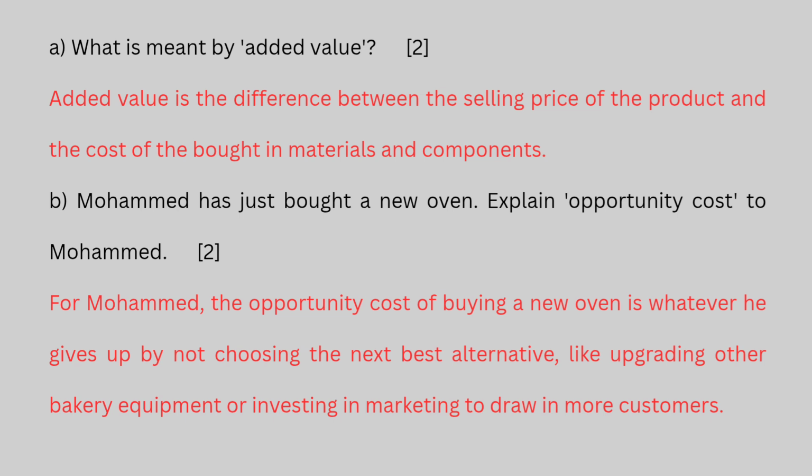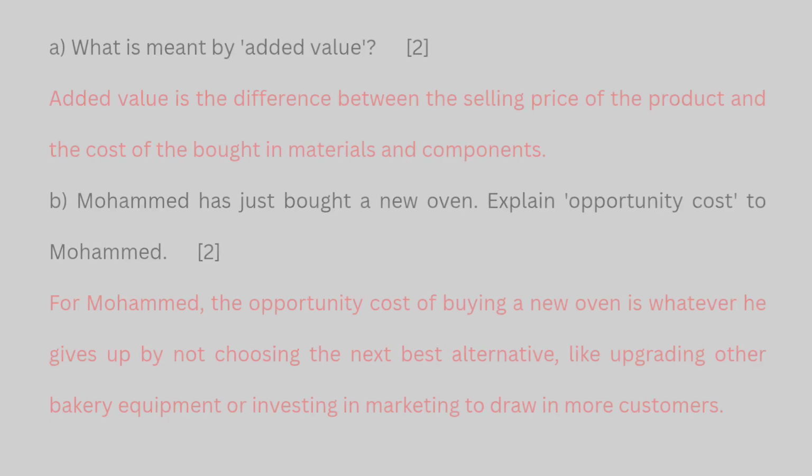Instead of buying the oven, he could have gone for other bakery equipment, or he could have gone for marketing, like using pamphlets and making customers aware that his bakery is there. So instead of that, he chose buying the oven. The next best alternative is the opportunity cost. So for Mohammed, the opportunity cost of buying a new oven is whatever he sacrificed.